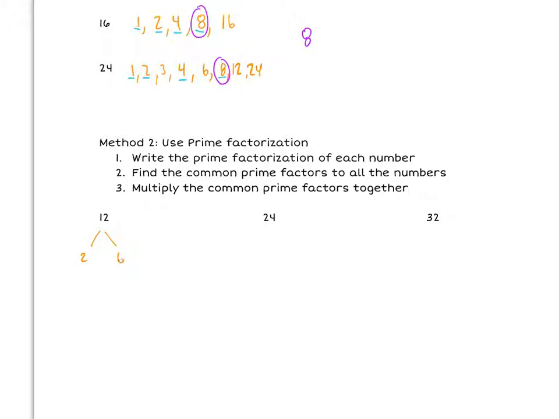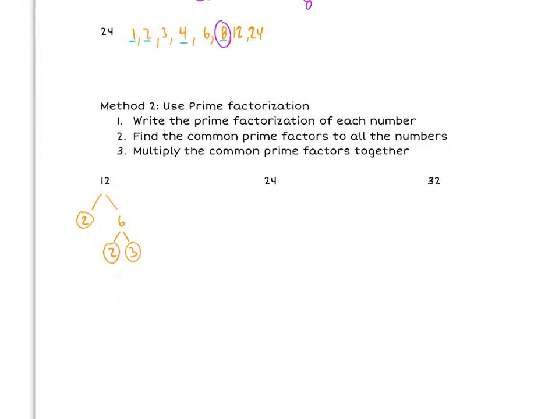2 times 6. 2 is a prime number, so I'm going to circle it. What 2 numbers multiplied by each other equal 6? 3 times 2. And those are both prime numbers, so I'm going to circle those. That's it. Now let's write it as prime factorization underneath here. We have 2 times 2 times 3. You could also write 2 to the second power.